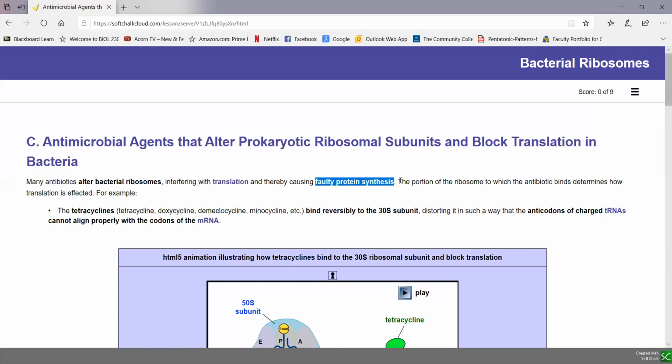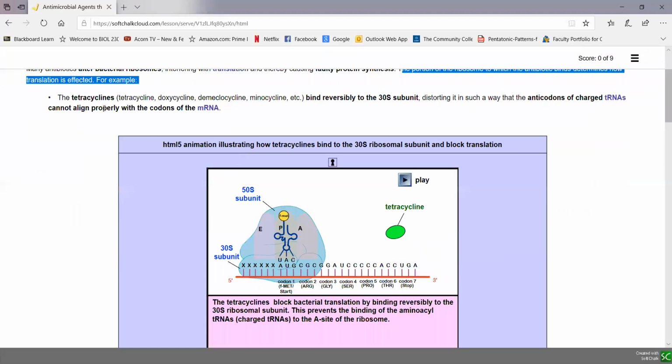And where the drug binds to the ribosome determines how translation is affected. And we're going to look at a number of examples of this later on in Unit 2 when we get into chemical control of bacteria. But let's look at a couple of examples here, starting with the tetracyclines. Antibiotics like tetracycline, doxycycline, minocycline, and such.